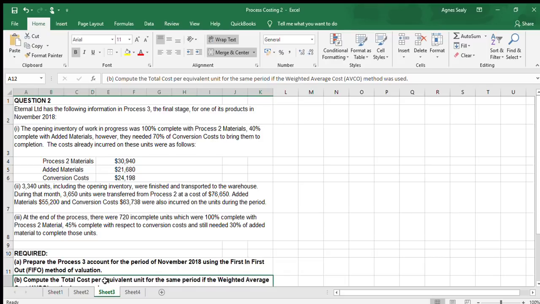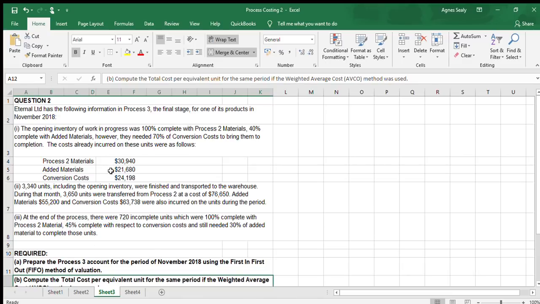Welcome again to our accounting classroom, and we are continuing looking at the topic of process costing, but this time we are going to do the process account. We are going to be valuing our inventory using the first in first out method and also the weighted average cost method.